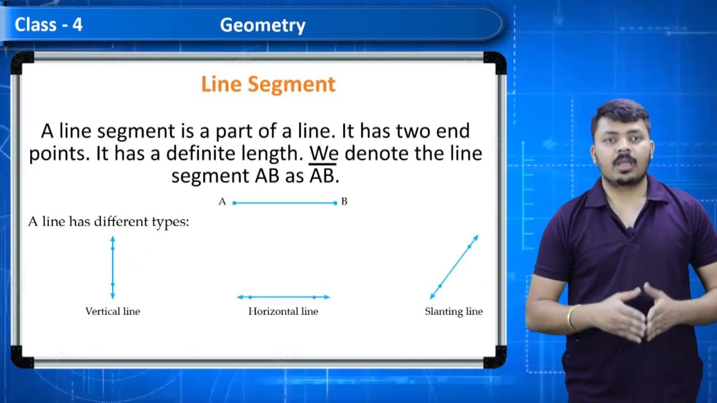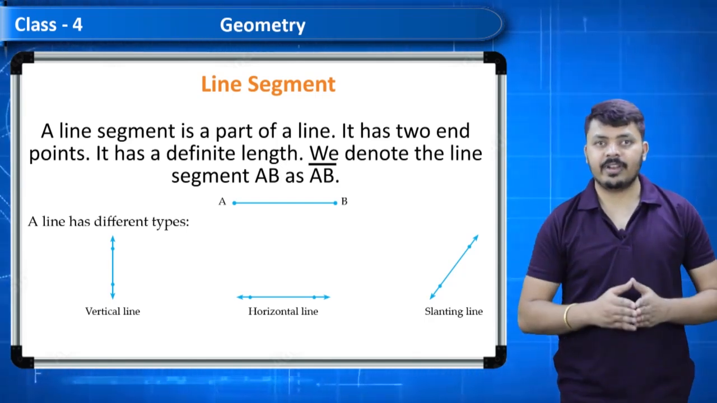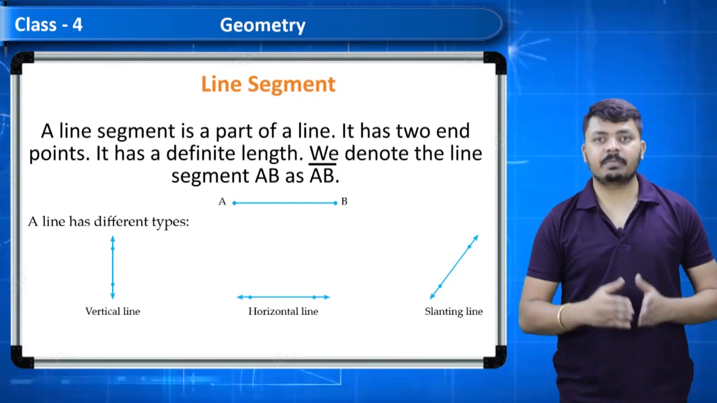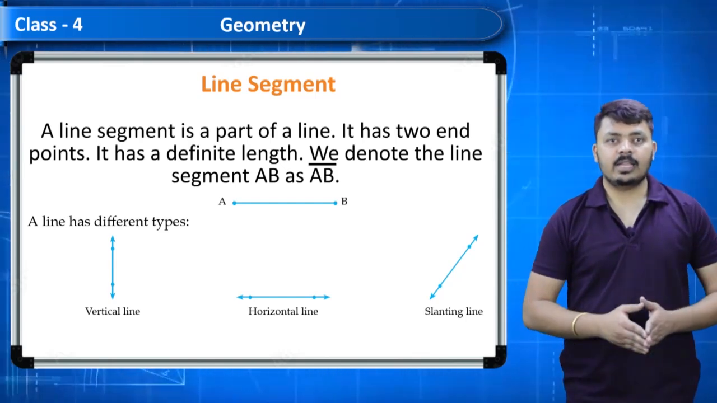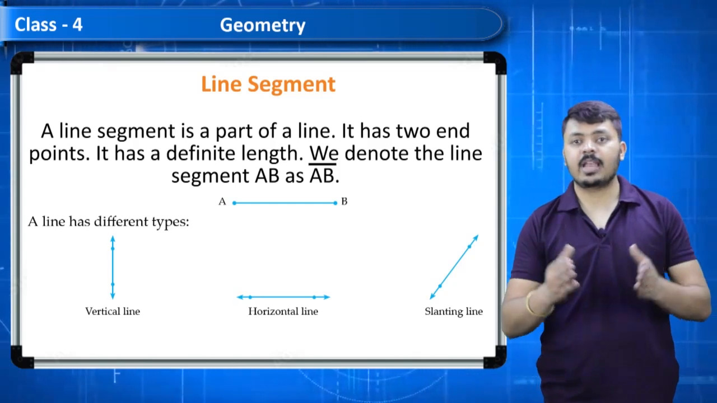Line segment. A line segment is a part of a line. It has two endpoints. It has a definite length. We denote the line segment AB as given here. A line has different types: vertical line, horizontal line, and a slanting line.